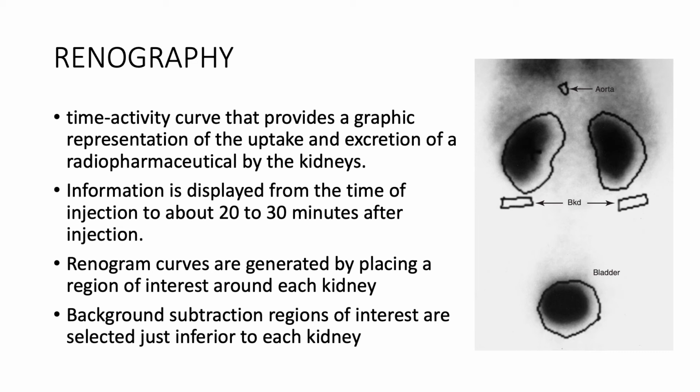Renogram curves are generated by placing a region of interest around each kidney, usually the entire kidney, but occasionally just around the renal cortex. Background subtraction regions of interest are selected just inferior to each kidney. An aortic region of interest may be used to assess the discreteness and adequacy of the injected bolus as well as relative renal perfusion.